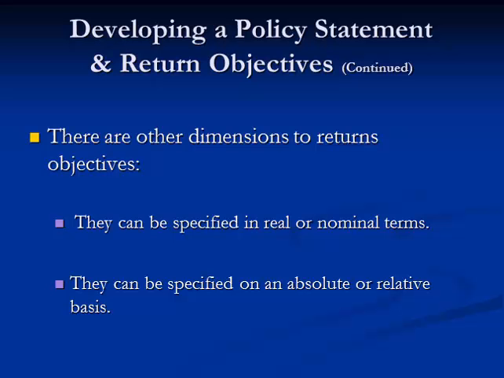There are other dimensions to return objectives. Return objectives could be specified in terms of real or nominal. Real means you've adjusted for inflation. Nominal means that you've ignored inflation. Real is done often in a high inflationary environment. You want to get at your change in purchasing power. It's a little difficult to do real because you have to estimate an inflation rate. It's usually easier to do things in nominal terms, and that's typically where people lean towards. You can also look at returns from an absolute or relative basis.